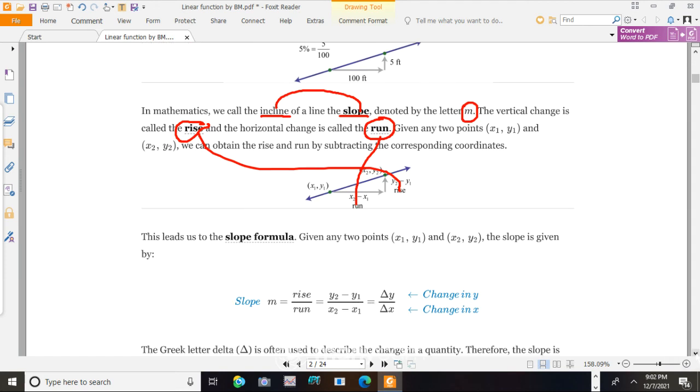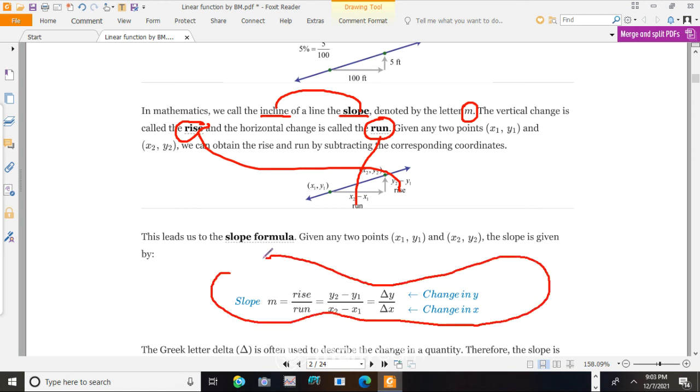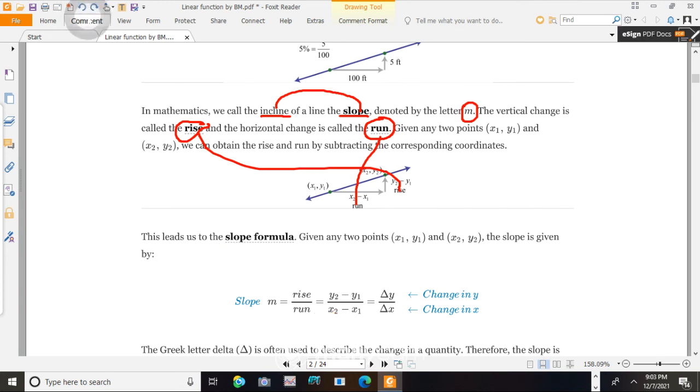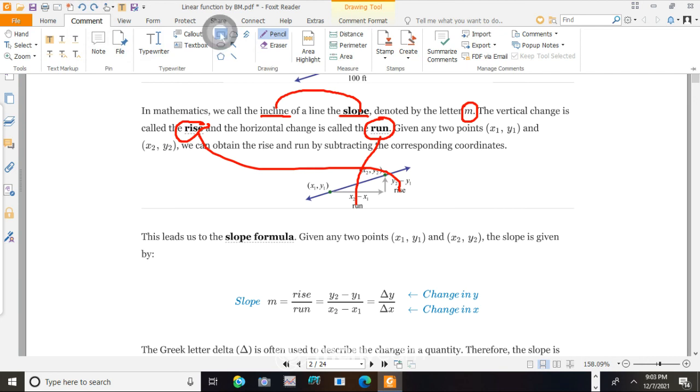Given two points (x1, y1) and (x2, y2), the slope is given by m equals rise over run, which is (y2 minus y1) over (x2 minus x1), which is equal to delta y over delta x: change in y over change in x.